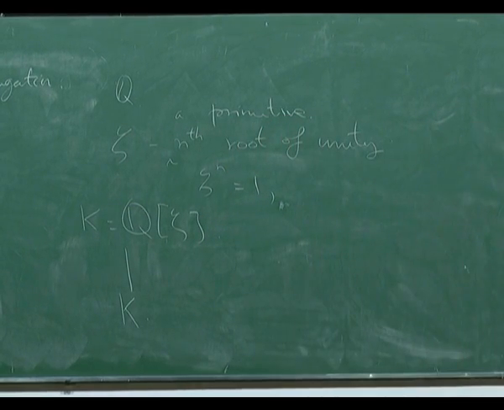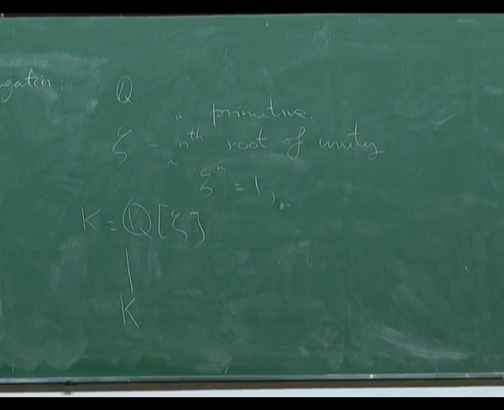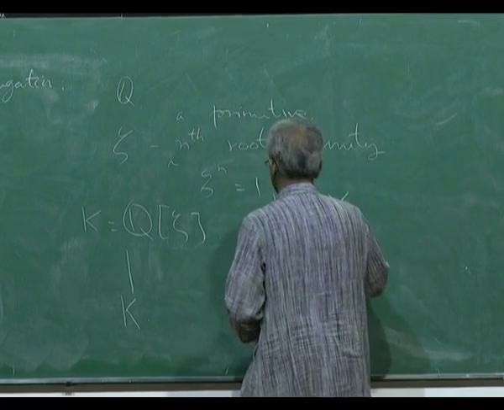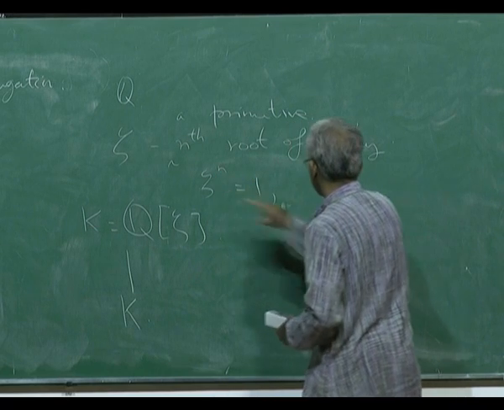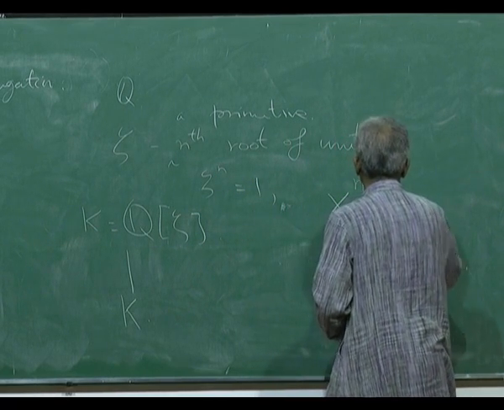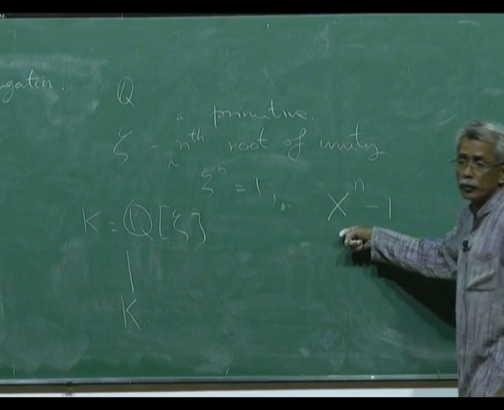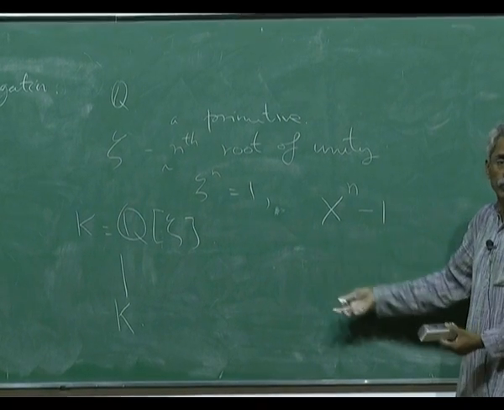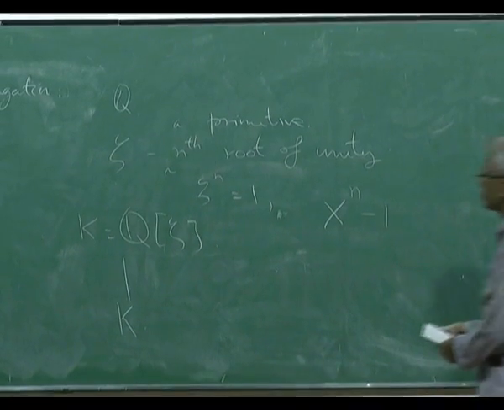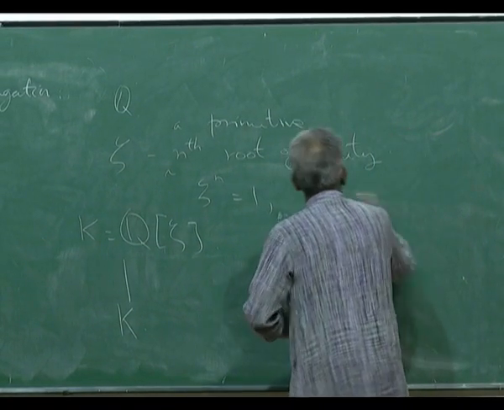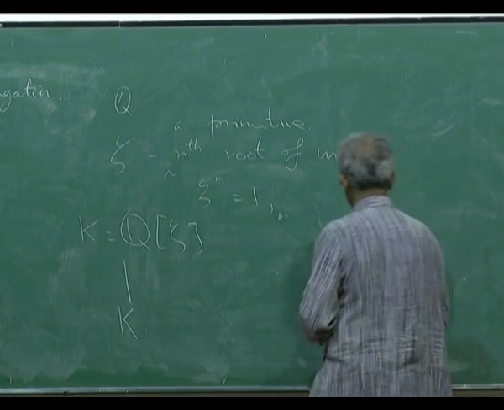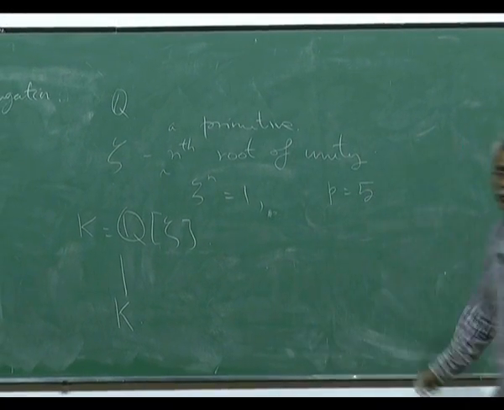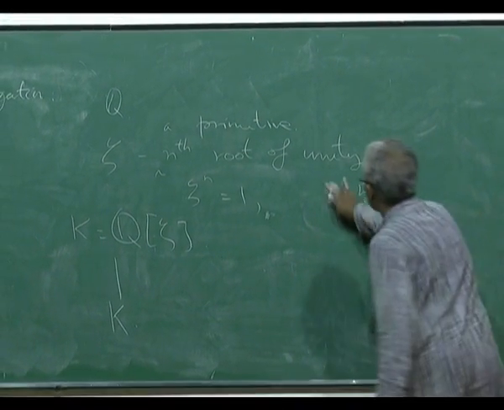So, in this case, let us try and understand. The polynomial that zeta satisfies is x power n minus 1. But it is not necessarily the minimal polynomial. It could satisfy a smaller one. Perhaps I should do an example because there is not much time. So let us take, what is a good example? Let us take p to be equal to 5, n to be equal to 5.